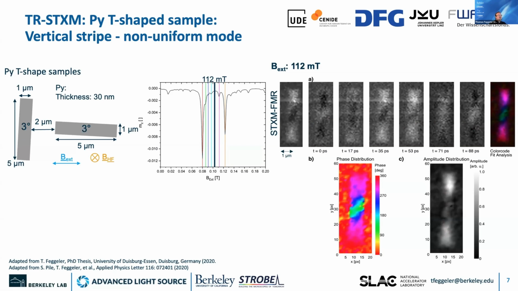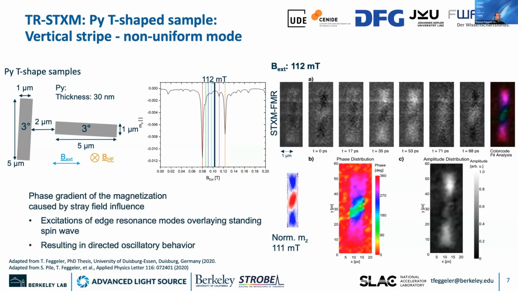What is remarkable is that in this confined geometry we basically have something like a directed oscillation from the edges to the center, which is, since we expect a standing spin wave mode in this confined geometry, pretty remarkable, like I said. And we see a similar situation in the micromagnetic simulation. So basically the explanation is that we have a phase gradient of the magnetization driving this directed oscillation, which results again from stray field influences and the excitation of resonant edge modes.